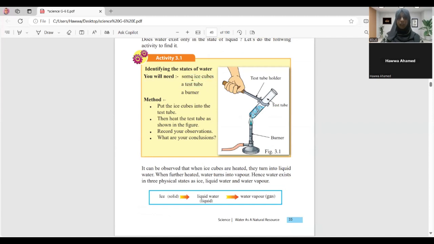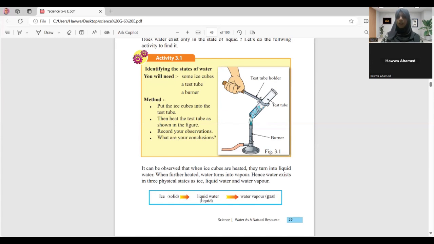What we need here is ice cubes, a test tube, and a burner. This is a test tube, okay? It is like a tube, in case you have no idea. This is scientific lab equipment. And this is a test tube holder. This is the burner, okay? You have to heat the test tube using the burner. Because of that, you can't hold it by your hand, so they use a test tube holder.